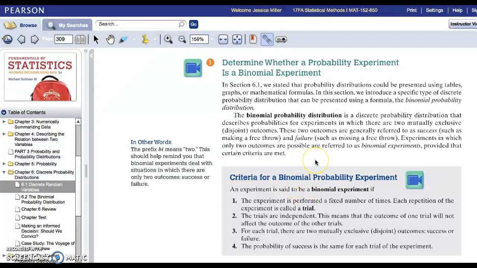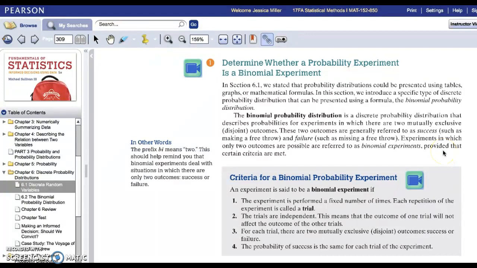So in this case, you want to make sure you read through the initial information very carefully about what a binomial experiment is. Your book gives you several examples and some practice there. I want to go over these criteria with you, and then we'll jump into a specific example.